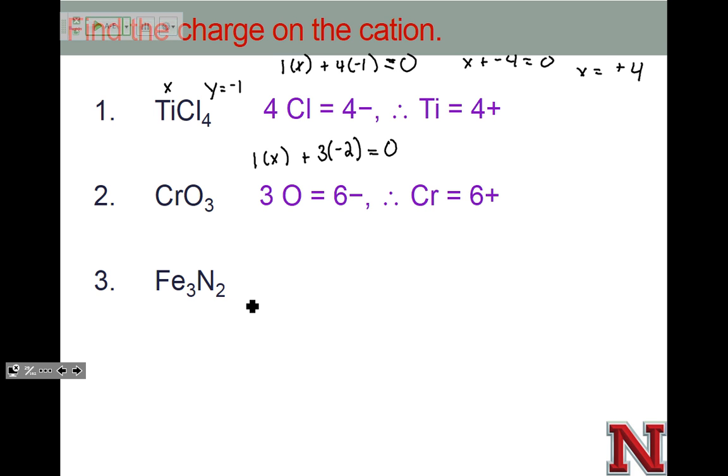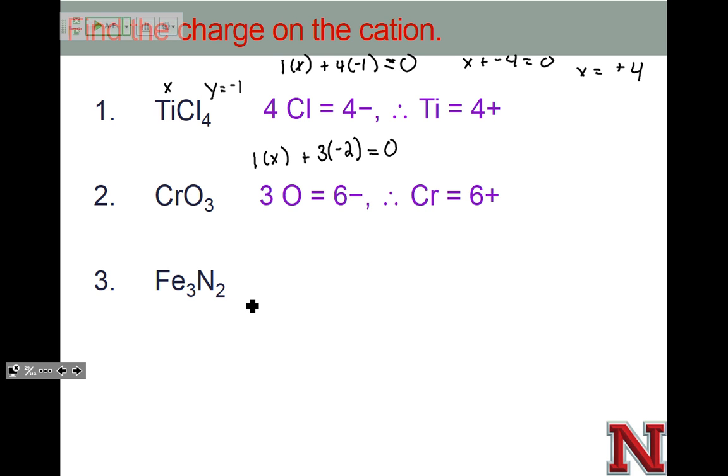Again, our metals are always going to be positive. Periodic table. How do you know the charge of your nonmetals? It's in group 6, so it has a 2- charge. You should know how to do that. And if you know how to do that, then you know the charge of your nonmetals.